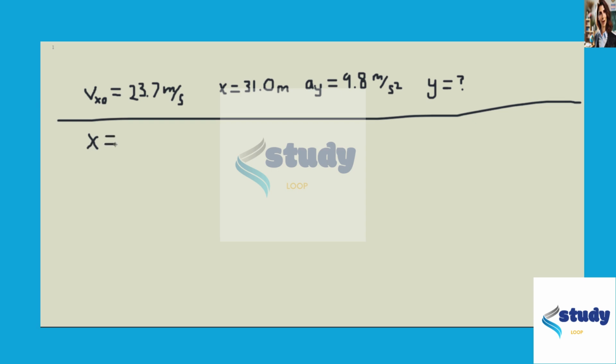So first, let's go ahead and start out by calculating the time of flight. So x is equal to the velocity in the x direction times the time traveled. Solve for time. This is going to be the distance traveled, which is 31 meters, divided by the velocity, which is 23.7 meters per second. Meters cancel, and we're left with units of seconds, which is what we expect since it's time. And this is 1.31 seconds.